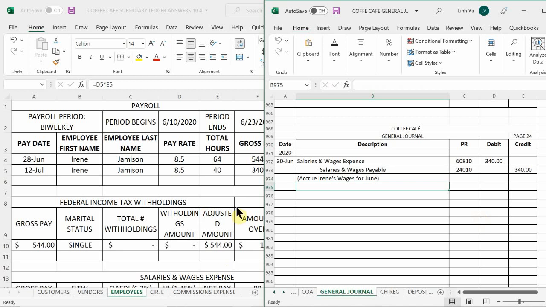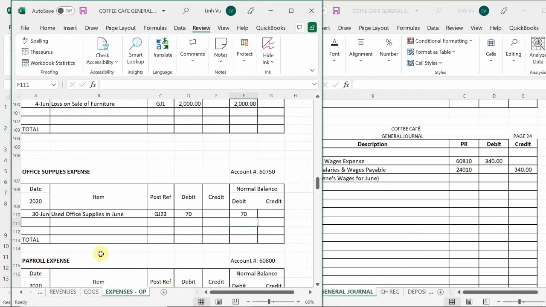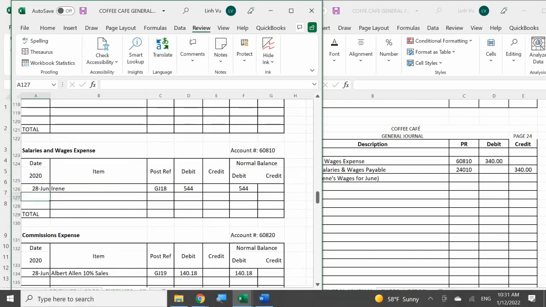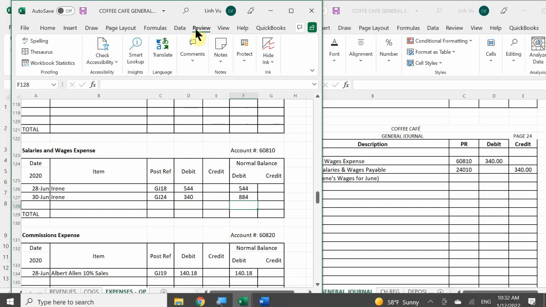So let's go ahead and put this in the ledger. So expenses. Here is payroll, salaries, and wages expense. We're on the 24th page here, and we owe her $340. So what's my total ending balance in my salaries and wages expense account? $884. 884. Good. Okay.